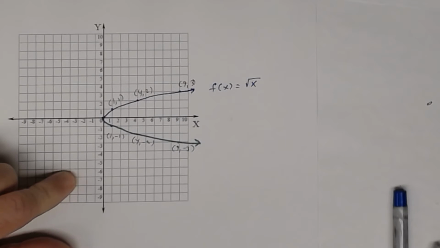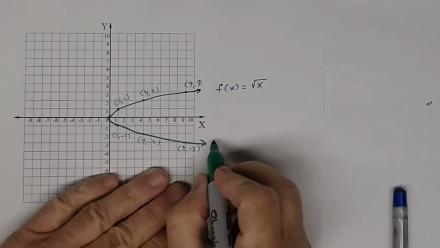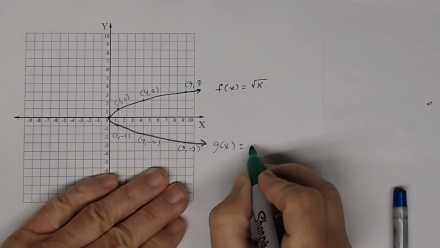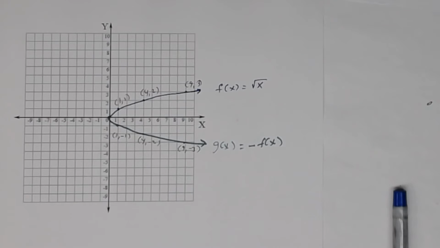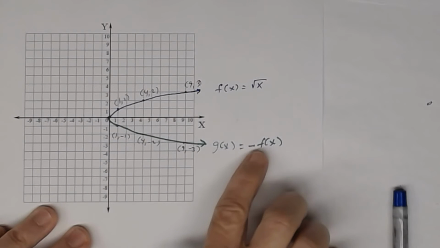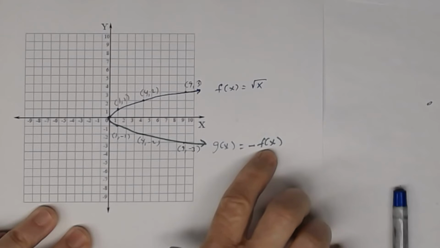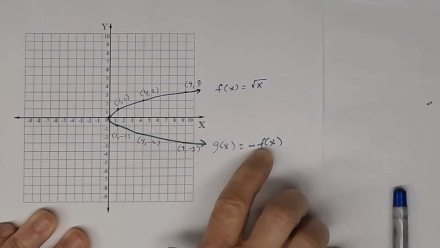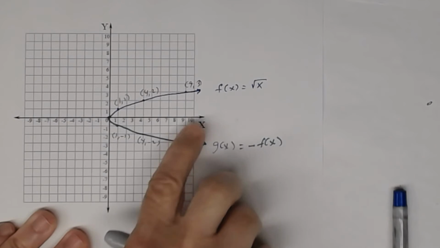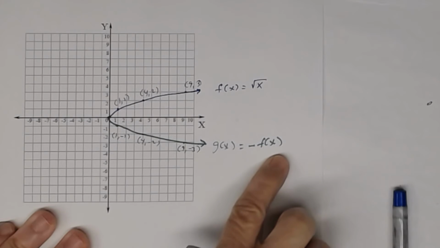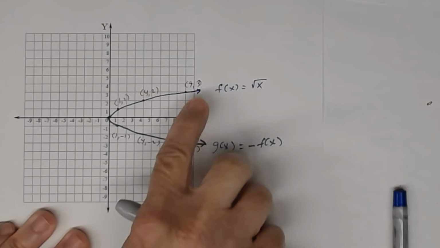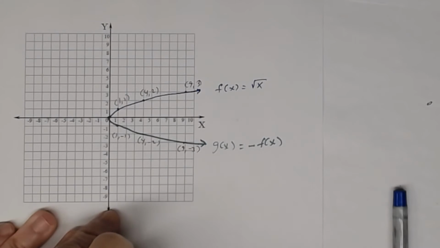So what I want you to notice is this green graph, let's call it g of x, is going to be the opposite of the y-coordinate. So it'll be the opposite of f of x. And so that's that notation. Whenever you see a negative in front of f of x, in front of your function, then that's going to be a reflection of f of x about the x-axis. So notice 3, -3, 2, -2, 1, -1. That's that y-coordinate that changed. So g of x is the opposite of each of those y-coordinates.